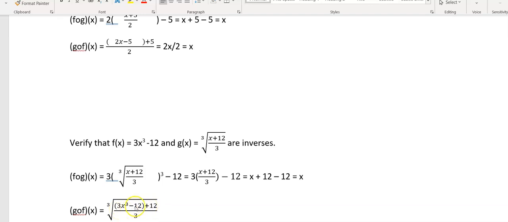So here on the top of this fraction, our minus 12 and our positive 12 will cancel first. So with the 12's canceling, we have the cube root of 3x to the third over 3. So our 3's will cancel next. After the 3's cancel, we end up just having the cube root of x to the third, and of course the cube root and the cube cancel with one another, and we just get x.